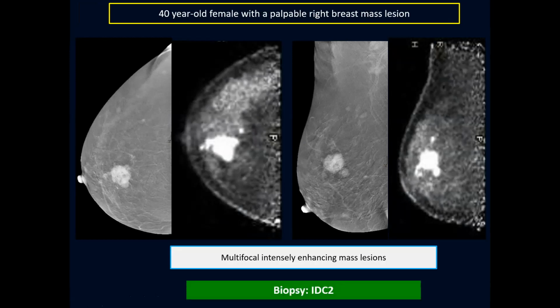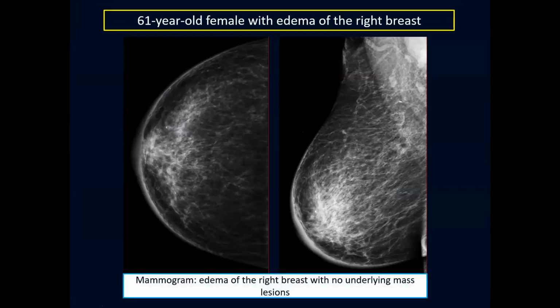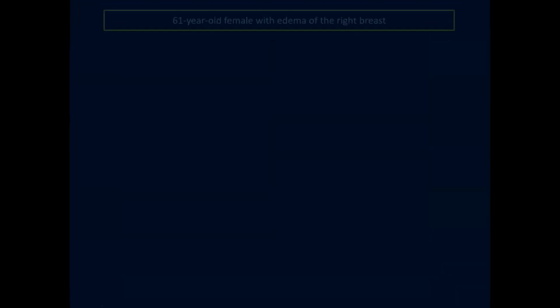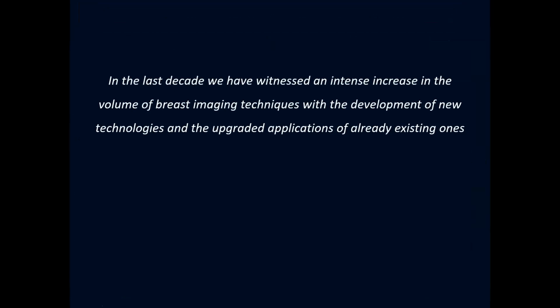This was another 61-year-old female with edema of the right breast. She performed an MRI somewhere outside Baheya Hospital, and she was told that she had an edema pattern with pathological axillary lymph nodes, and no lesions were identified. Looking at the PEM, we can see a very deeply seated lesion which shows radiotracer uptake, and it was biopsied, and it revealed an invasive duct carcinoma. And by this, I end my lecture.